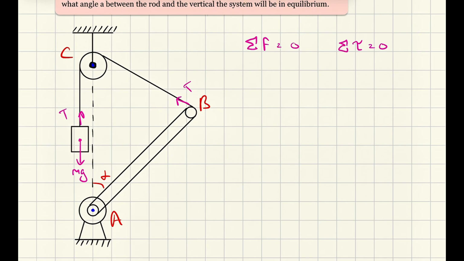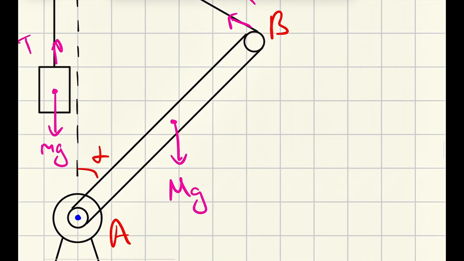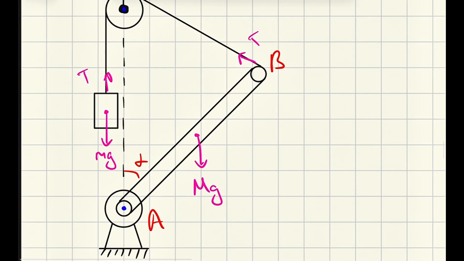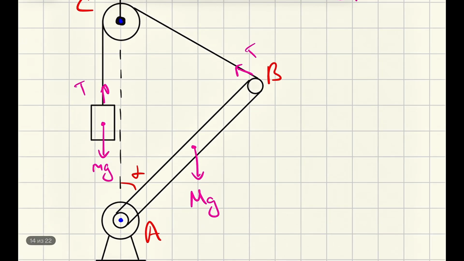Okay, good. One more thing to note, that here we have mg. It will also be straight down because it does not matter at what angle our object stands. The weight goes from the center of mass and it will always be directed toward the ground. Okay, good. What else do we have?